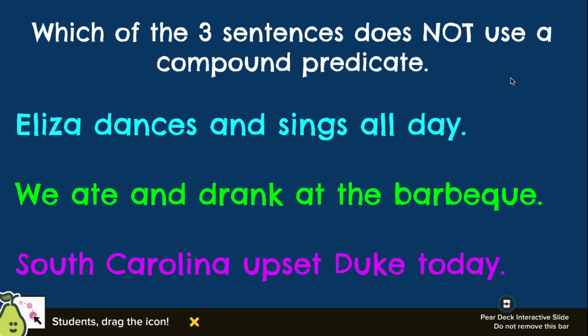Which of the three sentences below does not use a compound predicate? Eliza dances and sings all day. We ate and drank at the barbecue. South Carolina upset Duke today.